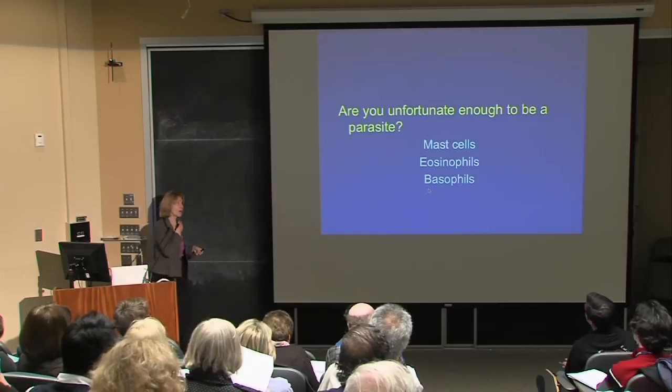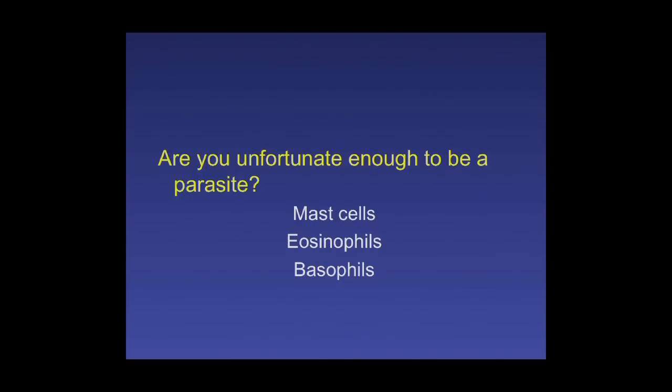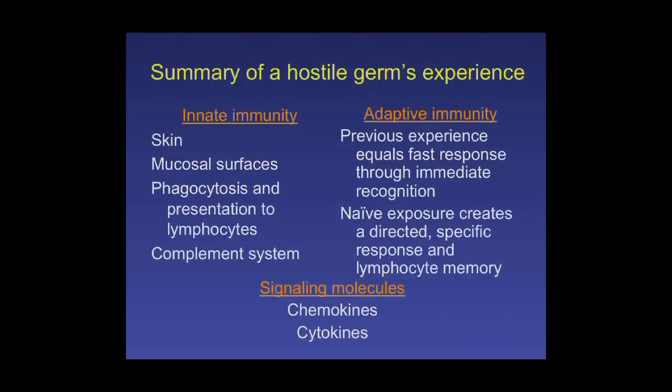So if I, as a germ, am fortunate enough to be a parasite, then I'm going to be overwhelmed by a number of other cells that were up on that slide, and we're not going to go into that tonight. But probably most key for most of the parasites are eosinophils, which are amazing cells that can keep these parasites at bay. So let's summarize before we get into some of the fun clinical stuff.